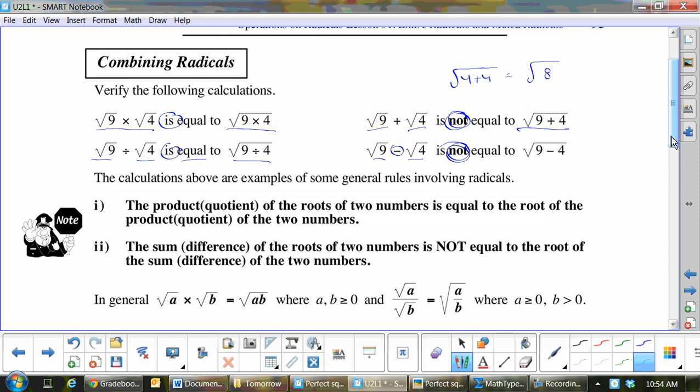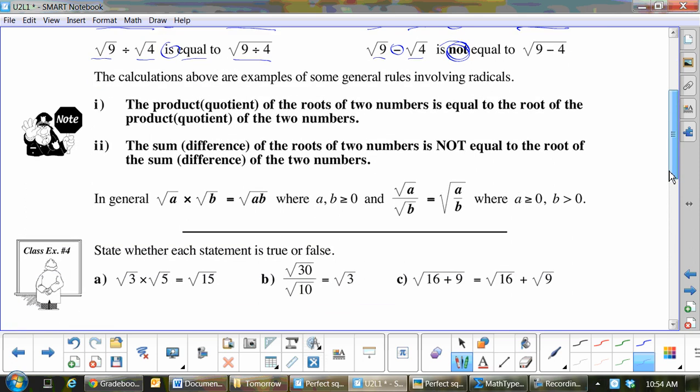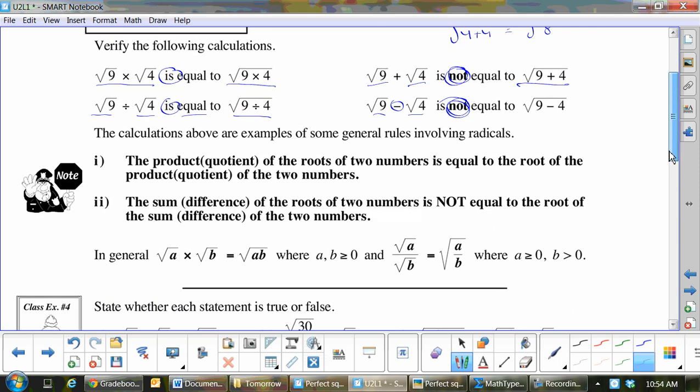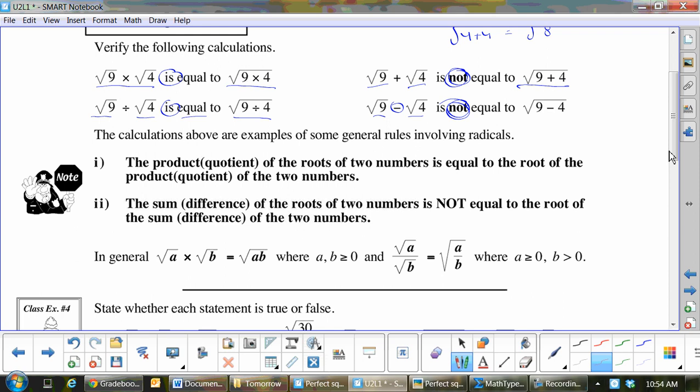Okay, so I guess know these two rules. The square root of a times the square root of b is the square root of a times b. The square root of a divided by the square root of b is the same thing as the square root of a over b. Okay?